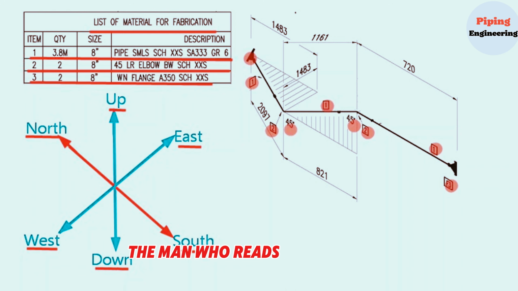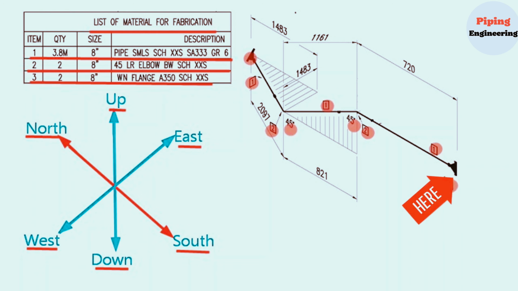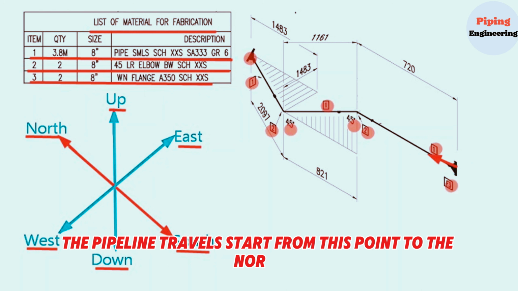The man who reads the isometric must think that he is in the middle of these directions, his face towards the north. Let's try to read this pipe isometric using these directions. We will start reading the piping isometric from this point. The pipeline travels from this point to the north.